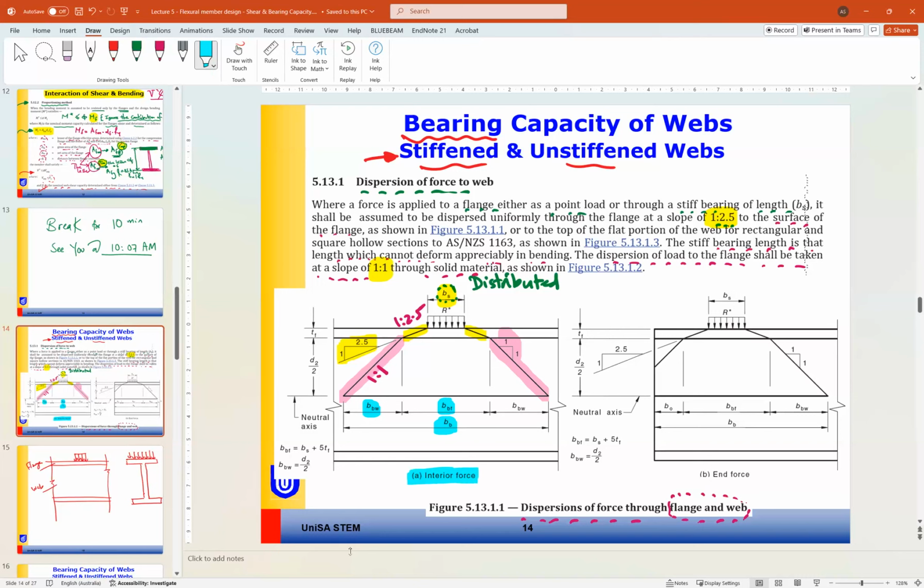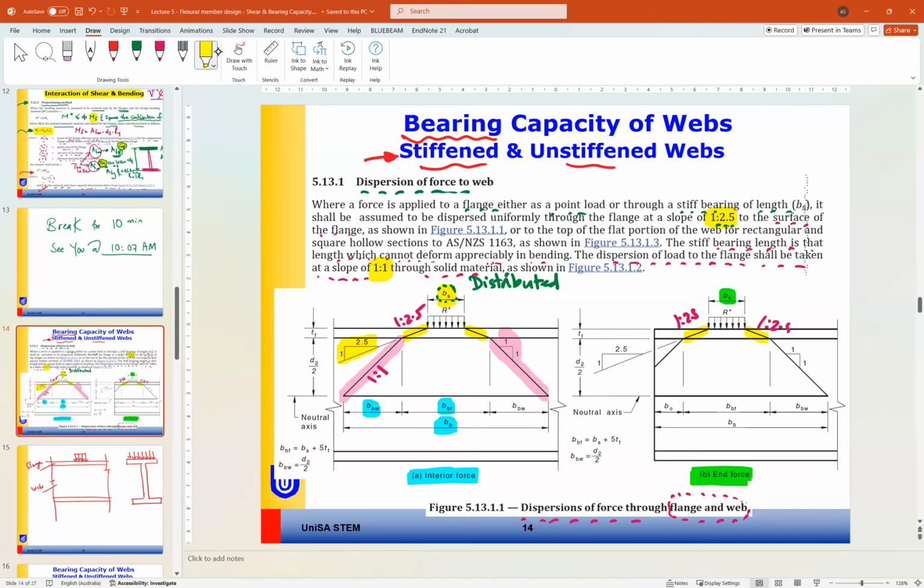If we are close to the edge, if you can see here, the other case, how the load transfers: if the load is close to the edge, like a support or a load at the edge, the load starts from BS, then again, through the flange, it takes the slope 1 to 2.5, so similar to before.